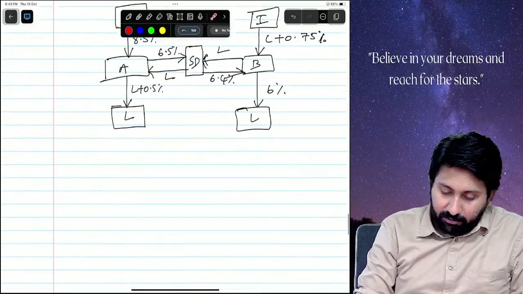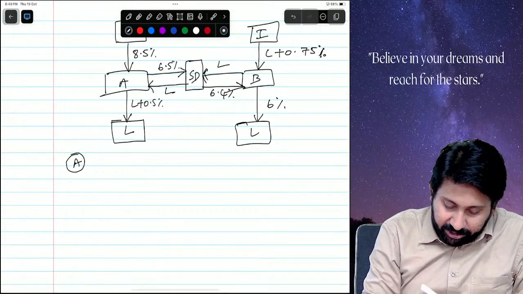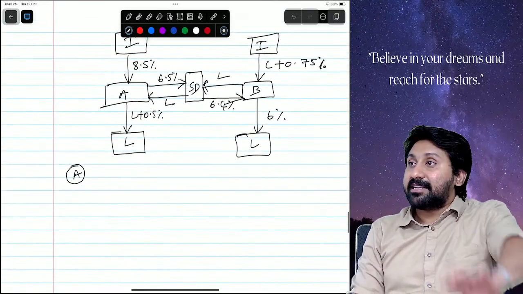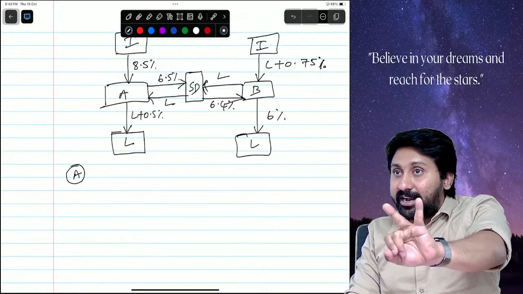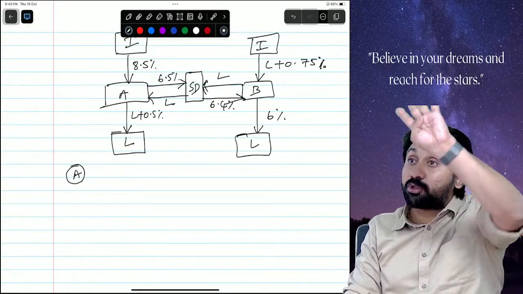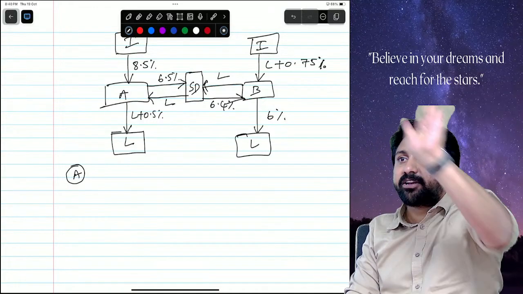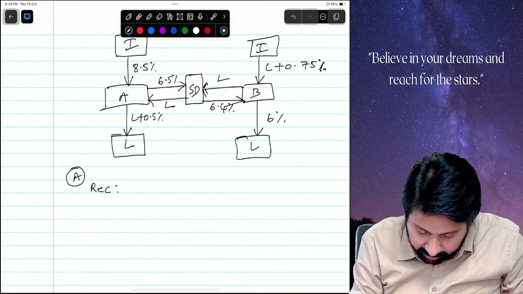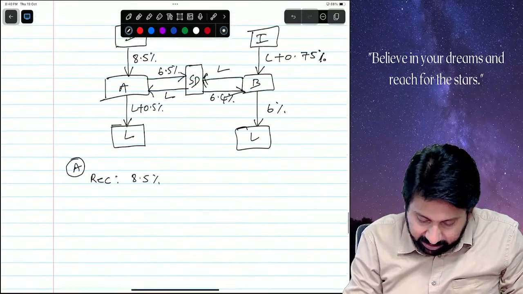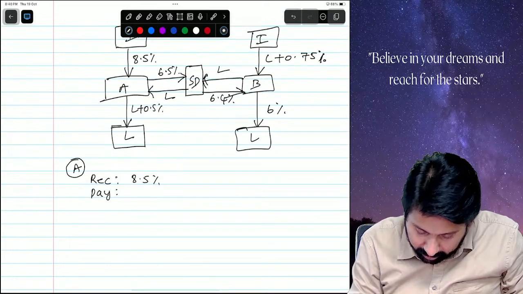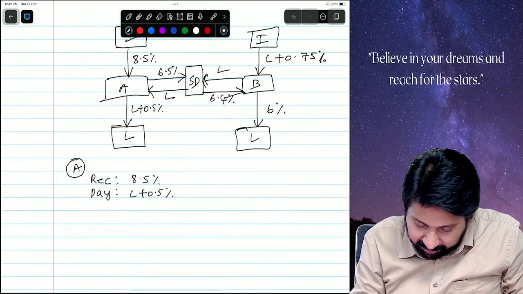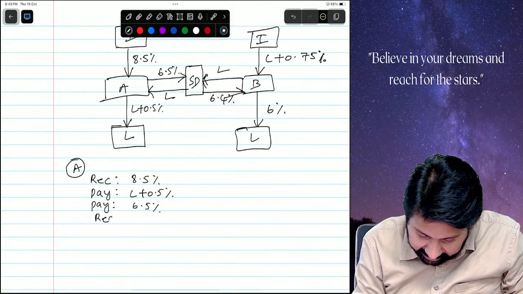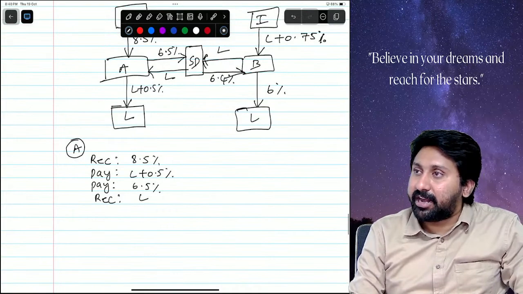Tell me here. From whose point of view do you first need to do it? A. A has a borrowing, a lending, and two swap transactions also. Can we do the net of transactions? Tell me one by one. Receive 8.5. Next one: pay LIBOR plus 0.5. Next, pay 6.5, receive LIBOR. Can we do the net?